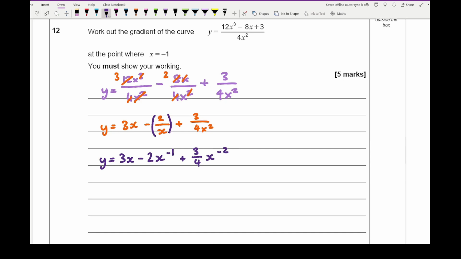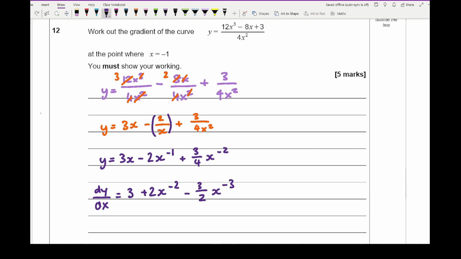Now once I've got it in this form, it becomes a lot easier for me to work out dy over dx. And remember, as mentioned before, to differentiate, I just move the power to the front and lower the power by 1. So here I'm going to end up with 3. Move that minus 1 over to the front and I'm going to get positive 2. And I lower the power by 1, so that becomes minus 2. And then I move the minus 2, multiply that by the 3 over 4. So that's going to give me 6 over 4, which is minus 3 over 2 simplified. And I've got x to the power of minus 3.